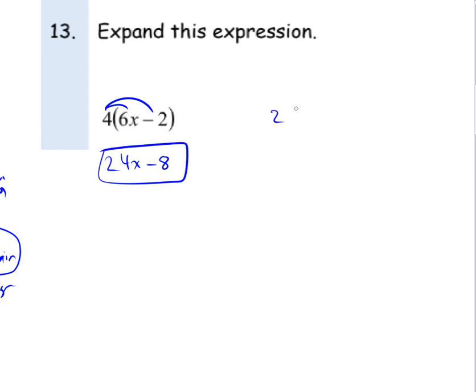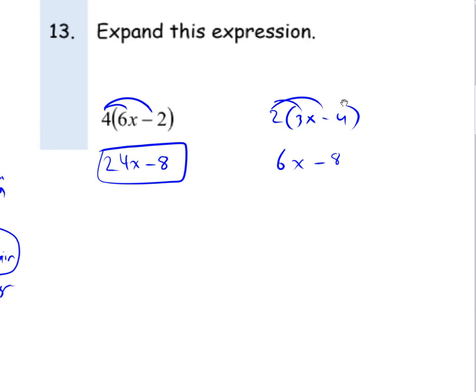Here, I'll give you another one. Freebie. Look at this. 3x minus 4. Everyone go ahead and do this real quick. 2 times 3x is 6x, right? 2 times negative 4 is negative 8. Cool, huh? Isn't that fun? All right, moving on. Here we go. So anyway, that was just a freebie.